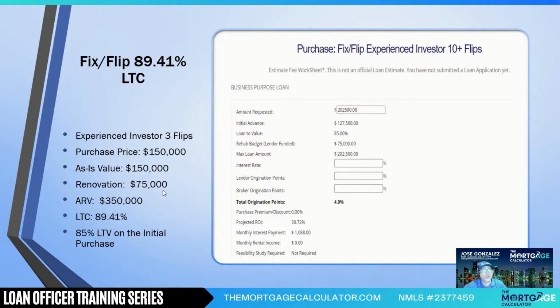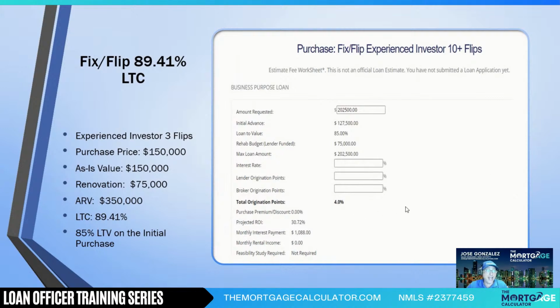So in this scenario, the borrower got $127,500. You see right here as the initial advance. That's at the closing. The wire was for $127,500, and the borrower had to pay the difference, right? The down payment and their closing costs.